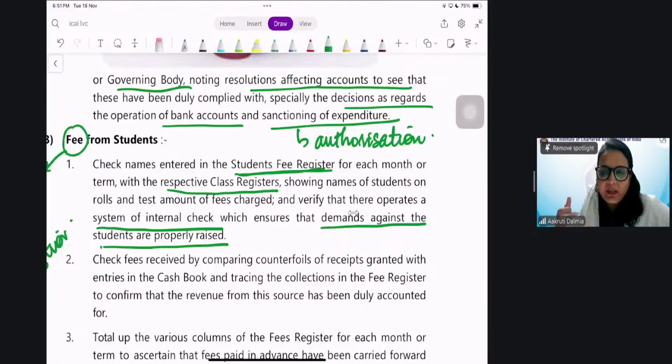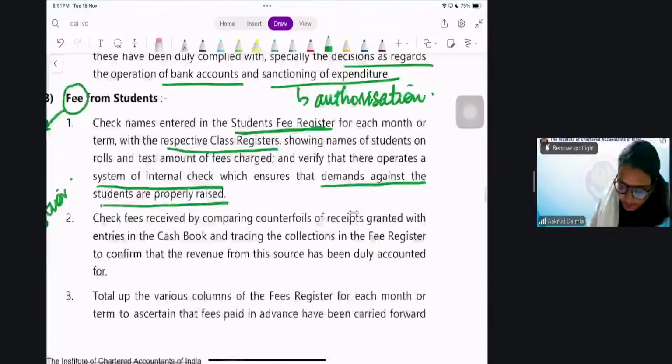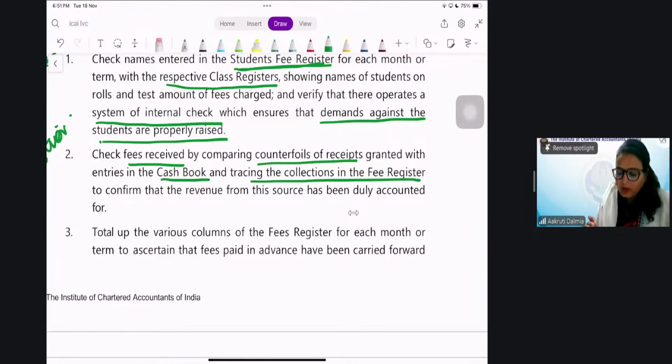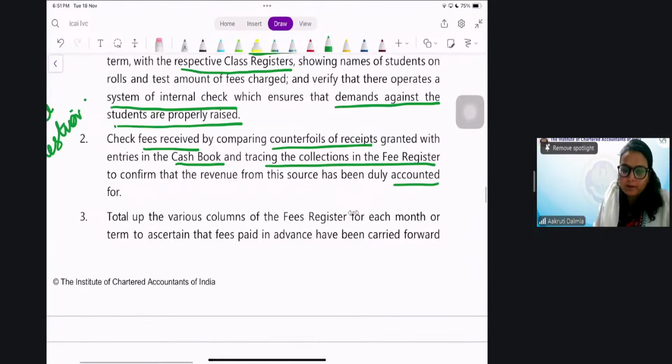They keep sending messages to their parents. That is called an internal check. Then if fees is received, compare it with counterfoils of receipts granted, entries in cash book, tracing collections in fees register so that it is properly accounted.